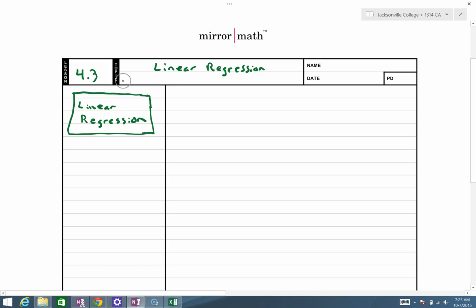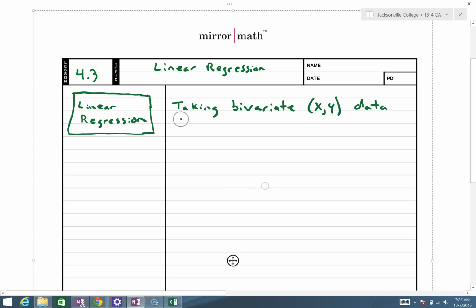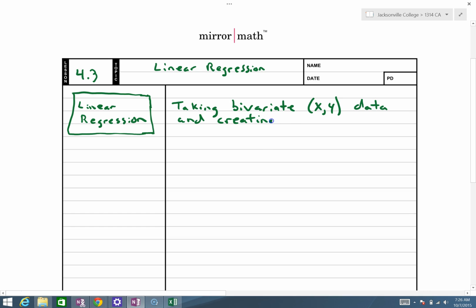Looking at lesson 4.3, linear regression. Definition: linear regression. Taking bivariate data, and by bivariate I mean two variable, that is xy data, plotted points, in creating a model, and by model I mean both a line and an equation.